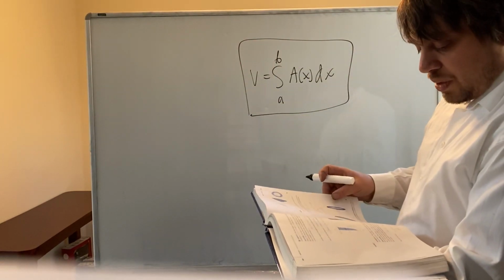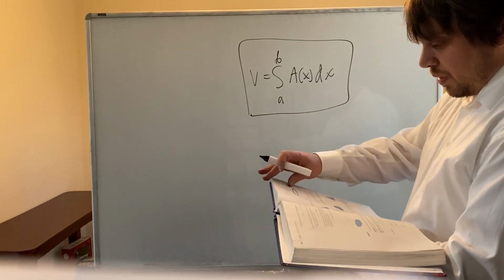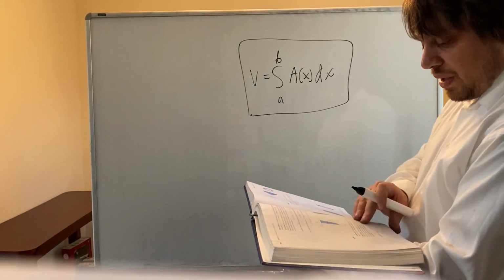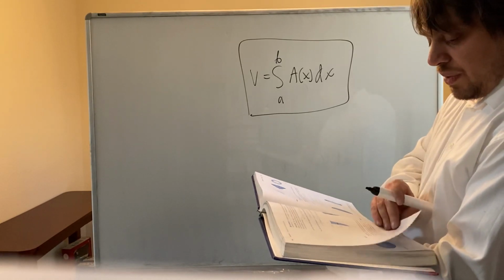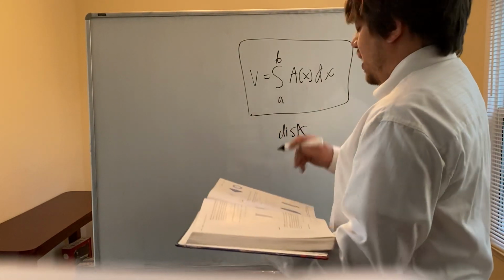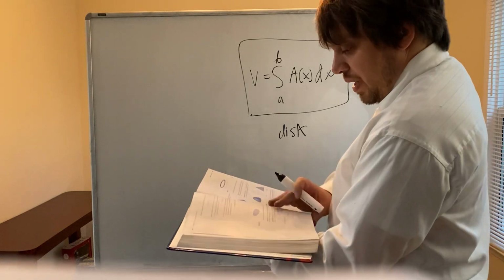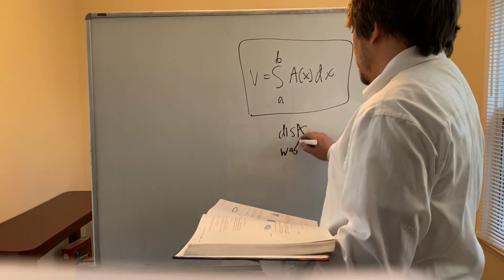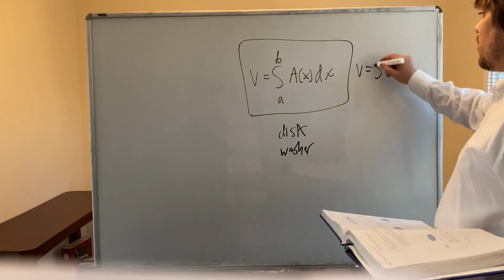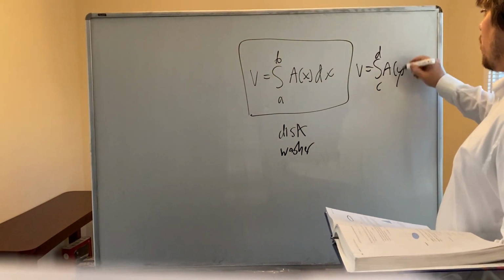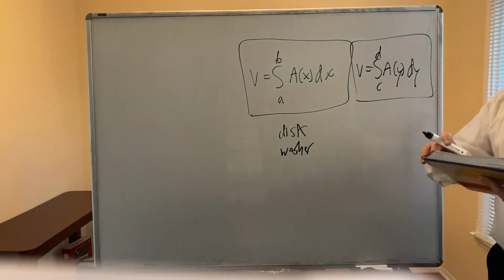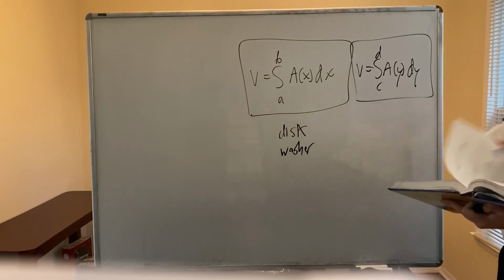Of three-dimensional objects. We'll see there are several different methods you can use for that. There's what's called the disk method, which is when A of x is the area of a circle. And there's the washer method, where A of x is the area of a washer. You could also have the volume equal the definite integral from c to d of A of y dy. So you may need to calculate the volume with respect to y. It depends on the problem.